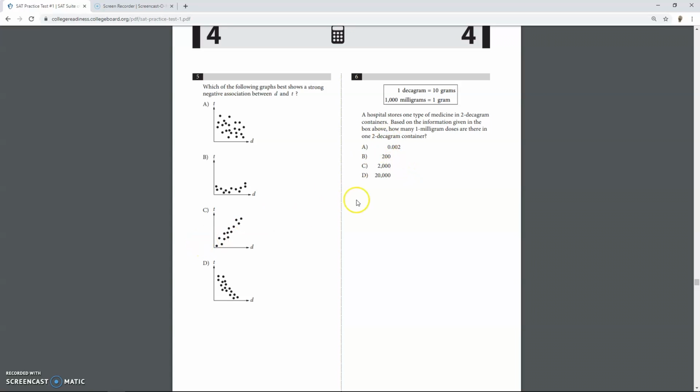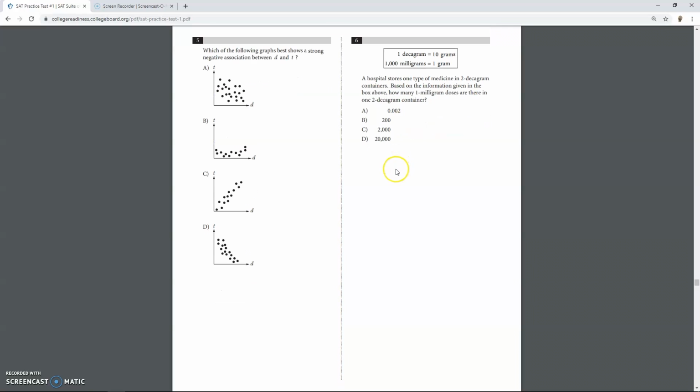For the sixth question, it wants to ask how many 1 milligram doses are there in a 2 decagram container. And so we go to the chart it gives us. 1 decagram equals 10 grams. This means a 2 decagram container has 20 grams. And 1 gram equals 1,000 milligrams, so 20 grams means it is 20,000 milligrams. This will give us the answer of D.